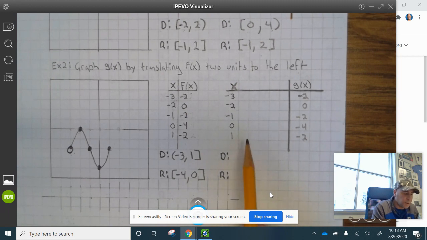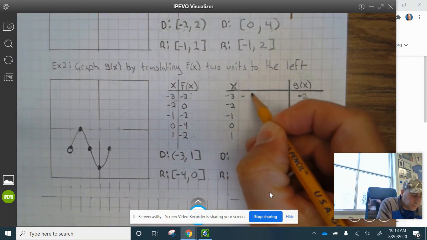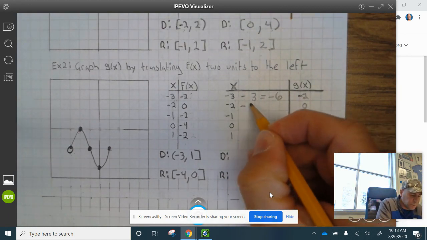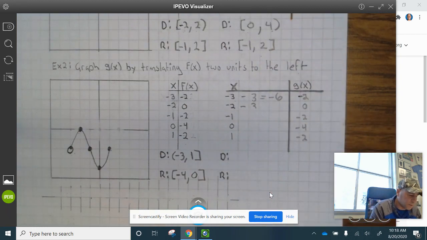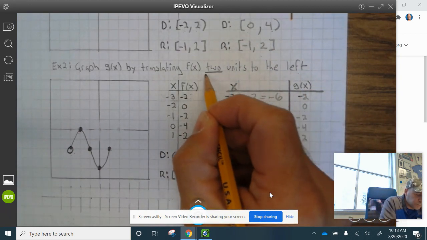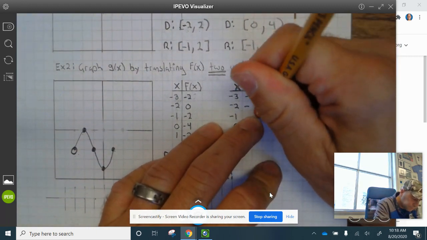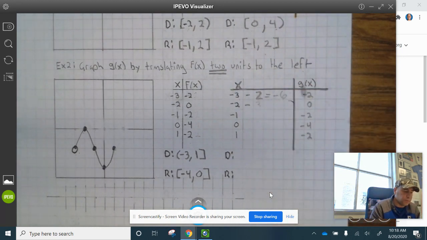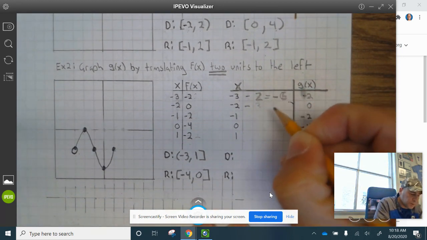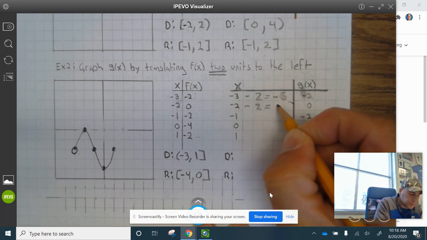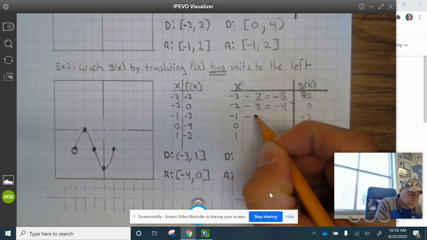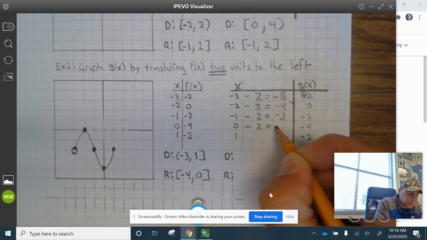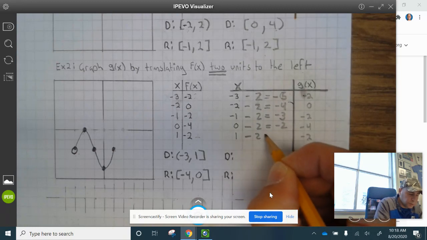Now, if we go left, we're subtracting. So that's negative 3 minus 3, which is negative 6. Negative 2 minus, oh, wait a second. What did I say? It says 2 units. Easy fix. Minus 2. So negative 3 minus 2 is negative 5. Negative 2 minus 2 is negative 4. Negative 1 minus 2 is negative 3. 0 minus 2 is negative 2. And 1 minus 2 is negative 1.